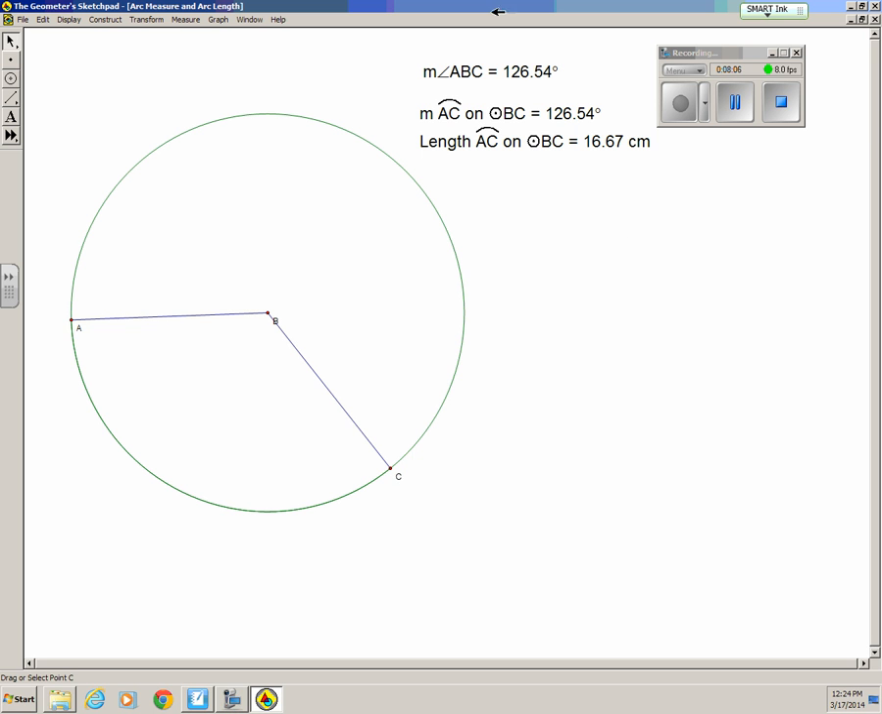So arc measure and arc length are not the same. You've got this arc measure, which is here, 126 degrees, and the arc length, which is 16.